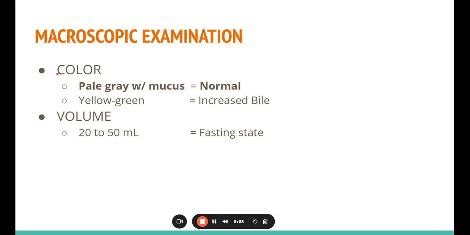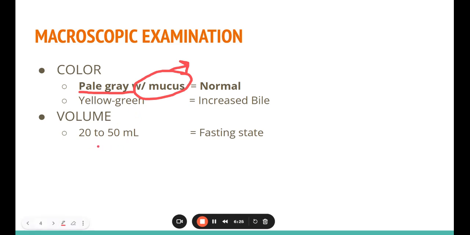The color of the gastric fluid of a patient that is on a fasting state is normally pale gray or simply gray with mucus. So, why is there mucus? Because the stomach lining is coated with mucus, and this mucus protects the stomach from its acidic secretions. Without this protective layer, the stomach could be damaged and develop ulcers from the acid.